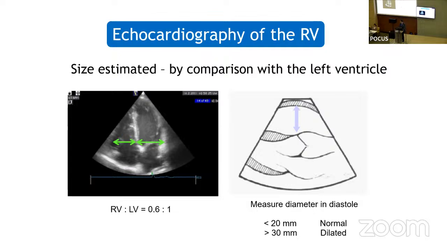Another thing about the RV is the apex, because normally the apex of the heart should be entirely made by the left ventricle. The RV should not contribute to the apex. So if you see the RV is sharing the apex of the LV, that indicates moderate RV dilatation. And if the RV takes over the apex, so it is entirely made by the RV, that indicates severe RV dilatation.